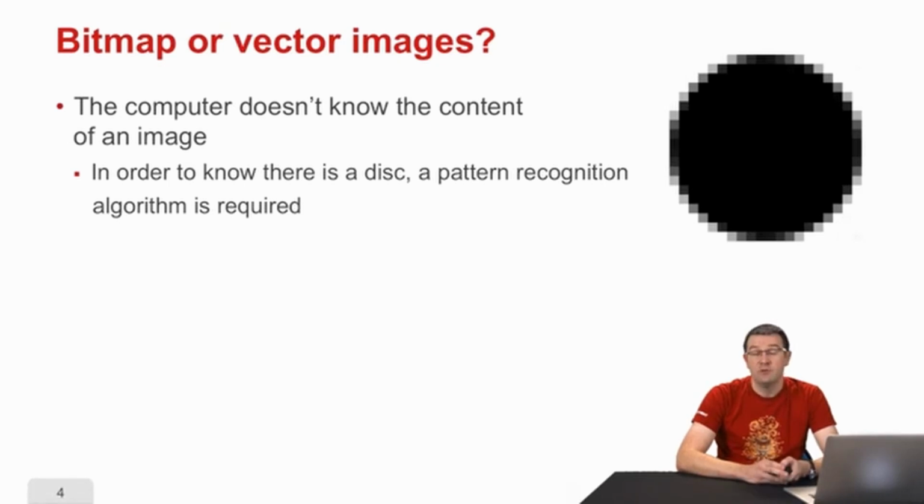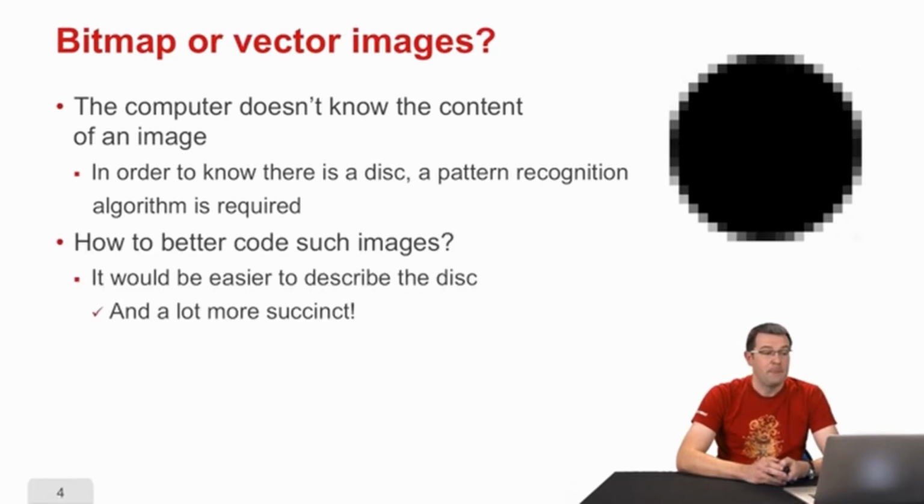In practice, the computer doesn't know the content of this image. On the right side of this presentation here, we can see a disk which is represented by pixels. The computer doesn't know this is a disk. If it wants to know it, it will need an algorithm for pattern recognition. If it doesn't have it, it only knows there is a set of pixels with more or less black colors, and that's it. In practice, with an image like this disk, we could code it in a more practical way.